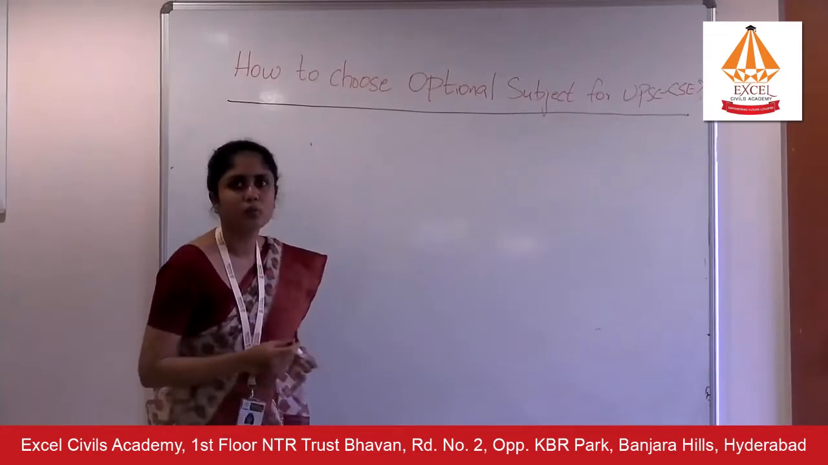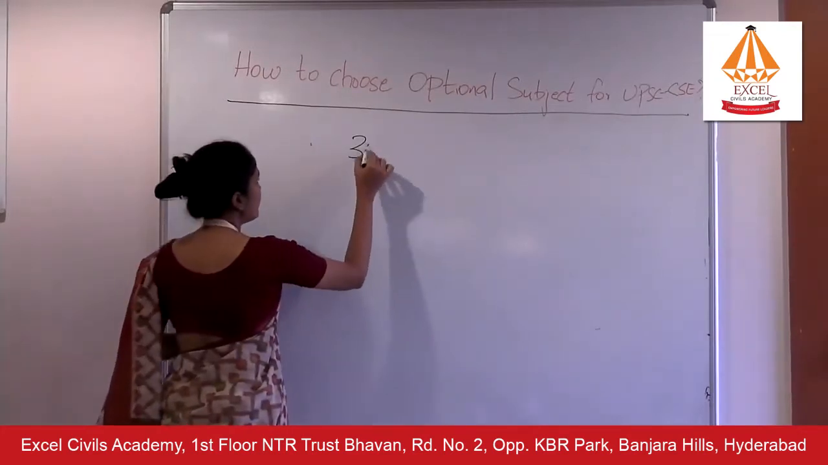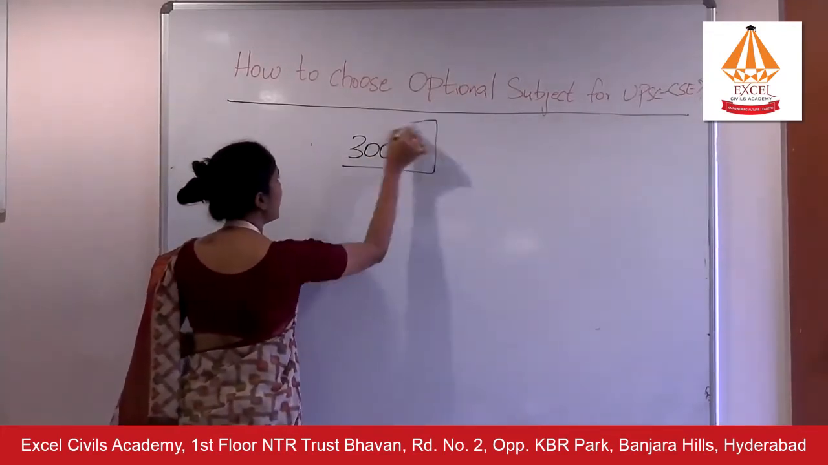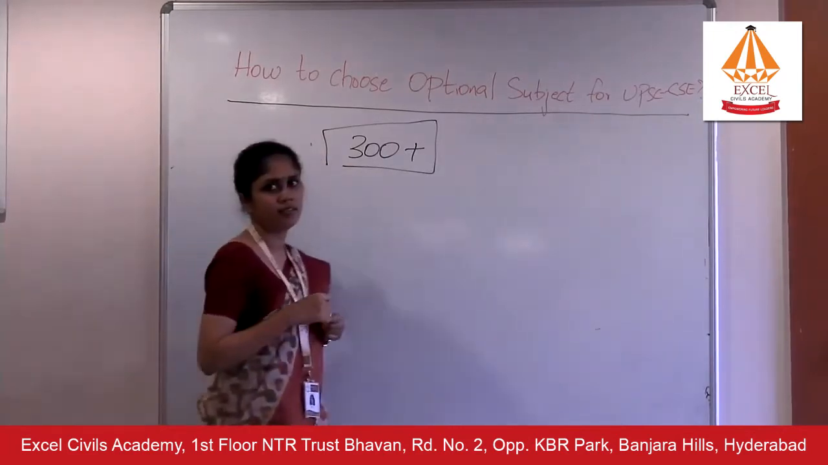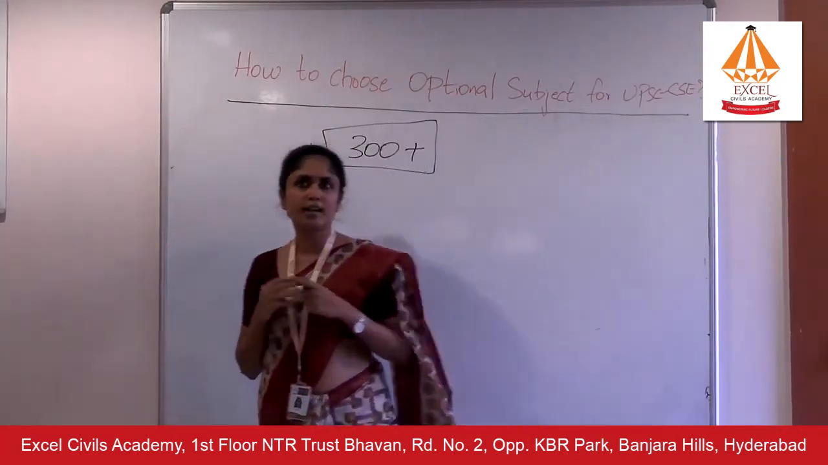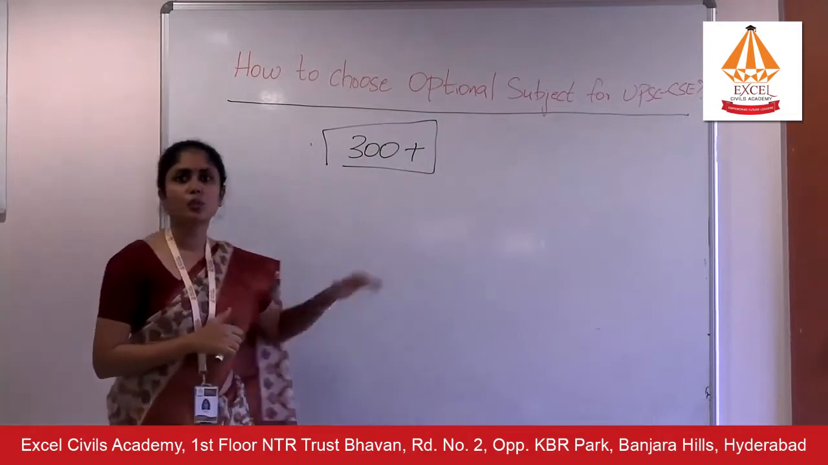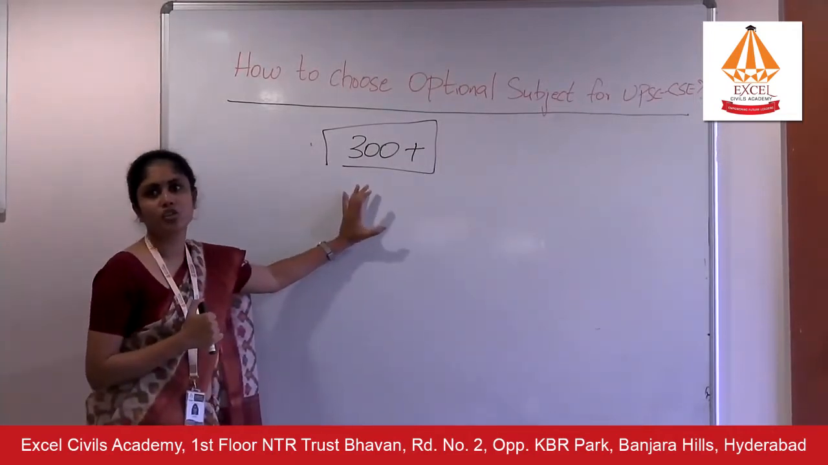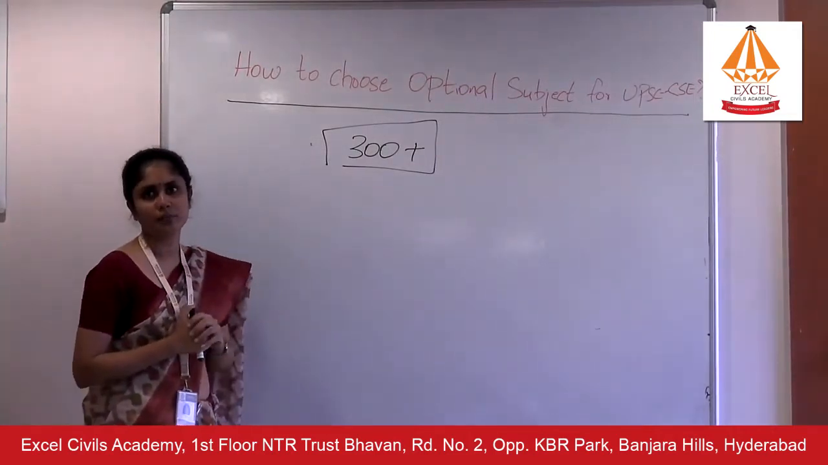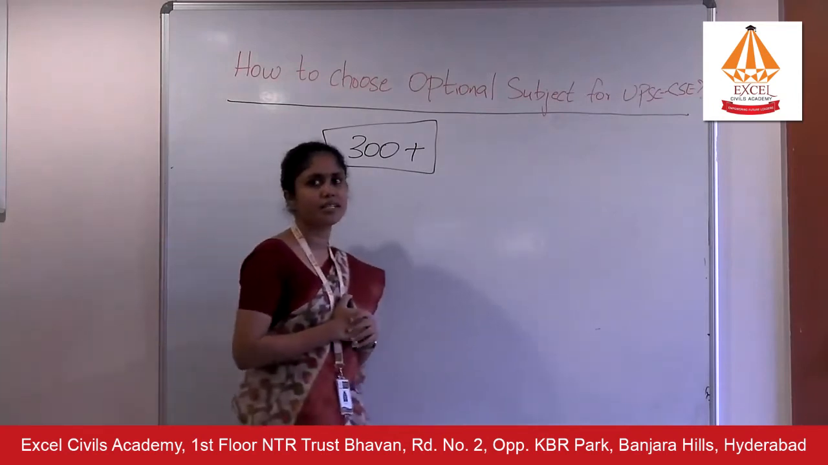Now, the goal that you must have is to score 300 plus. That is either 300, 305, 310. This should be your goal. This is the number that you must target in your optional subjects. Now, this will not happen very easily.